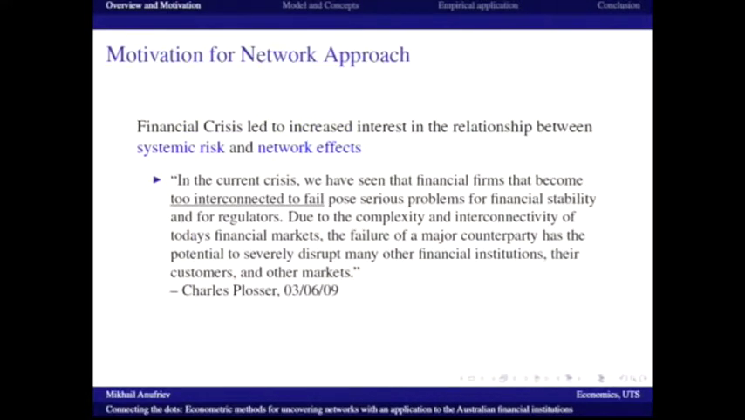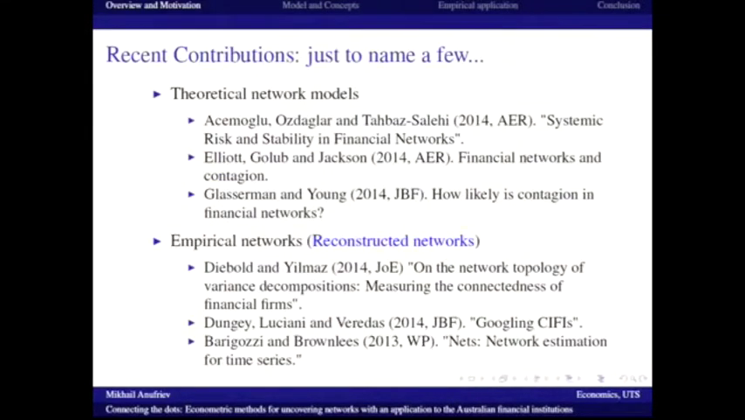The motivation for the network approach for financial data is kind of clear now. There are many possible citations. This is a citation from a macroeconomist and policymaker. He says, in the current crisis, we have seen that financial firms that become too interconnected to fail pose serious problems for financial stability and for regulators. Due to the interconnectivity of today's financial markets, the failure of a major counterparty has the potential to severely disrupt many other financial institutions. This calls for a network illustration, and you would like to see this network as a way of thinking of propagation of shocks, because the interconnectedness would be exactly captured by the network.